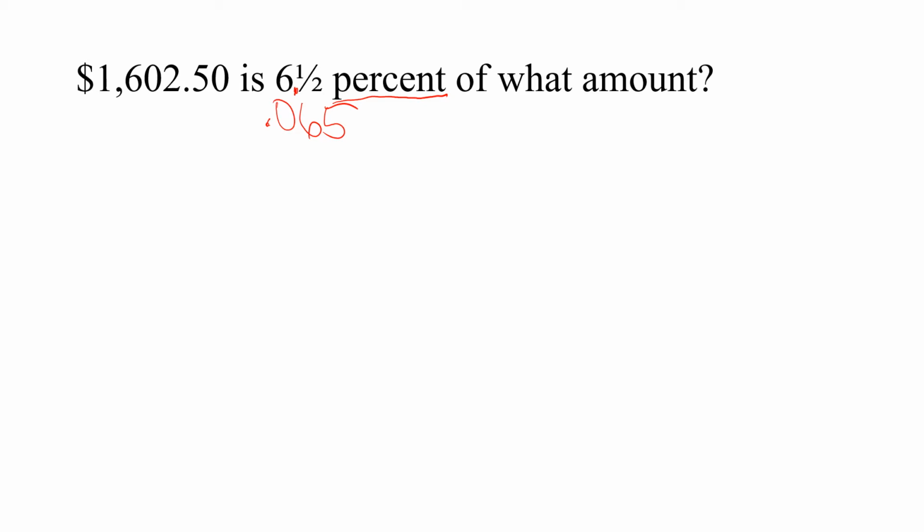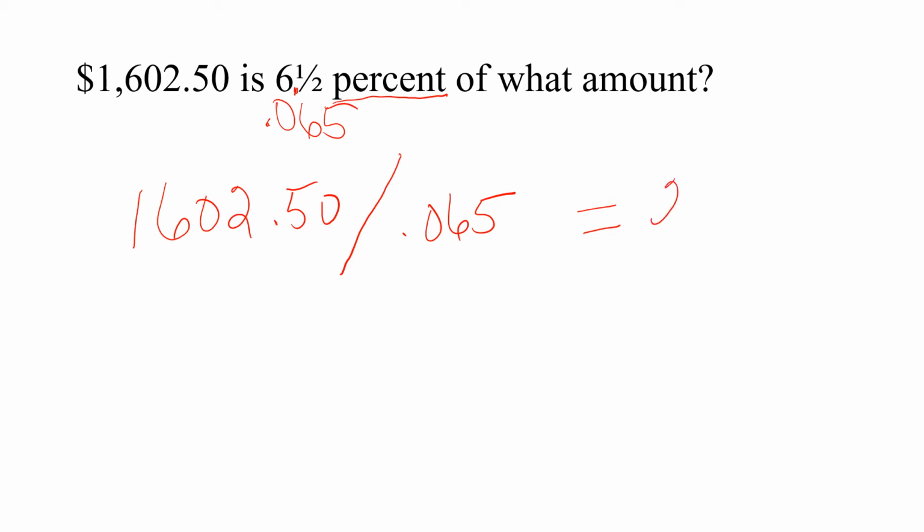So $1,602.50 is what amount? So what we do here is we take the 1602.50 and divide it by the 0.065. And that math comes out to be 24,653.80.